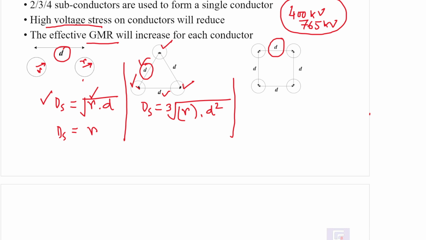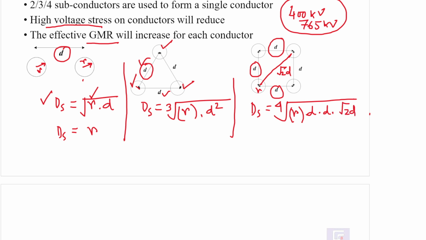For the four conductor case, the effective GMR is this value. We have terms: one is R, so for this term it is R. For this to this it is D, to this it is D, and for this to this it is root 2 D. So we have D into D into root 2 D, so we have the fourth root of 2 into R D cubed. So effective GMR is increased quite a bit as compared to a single conductor.